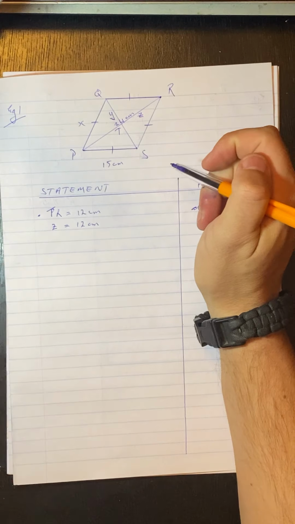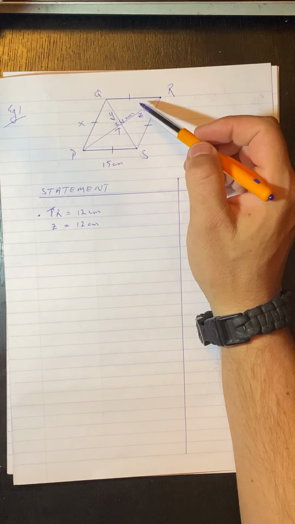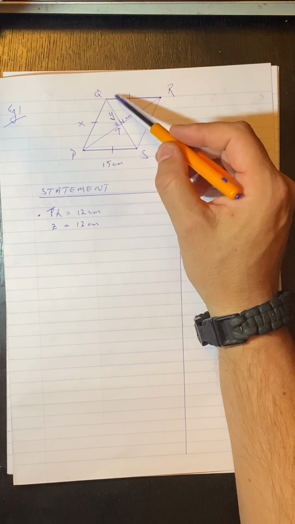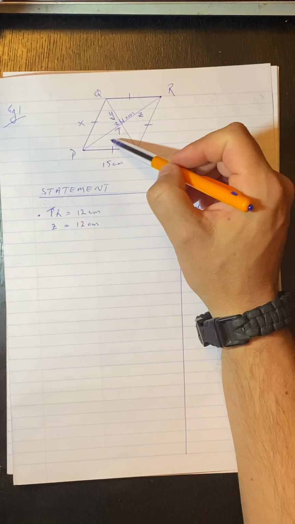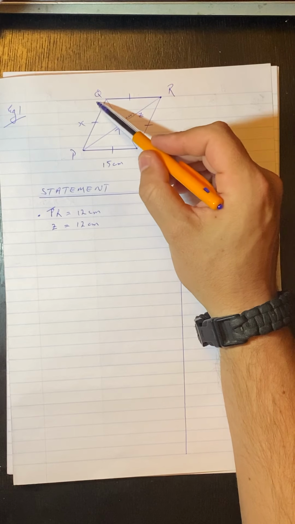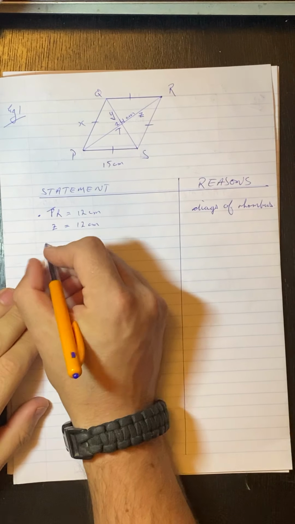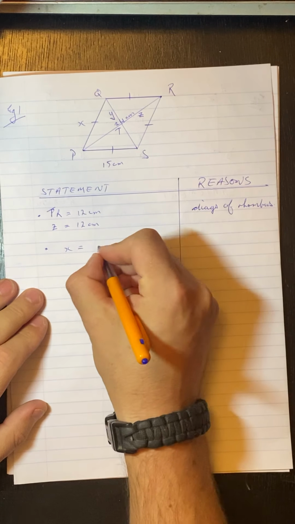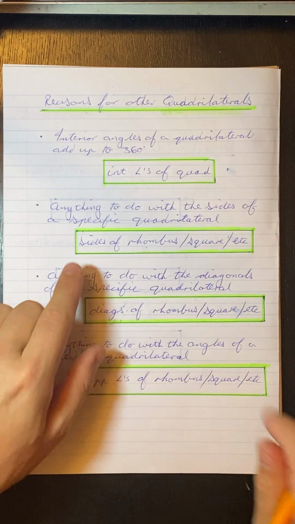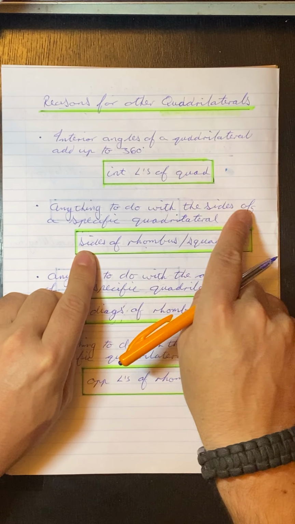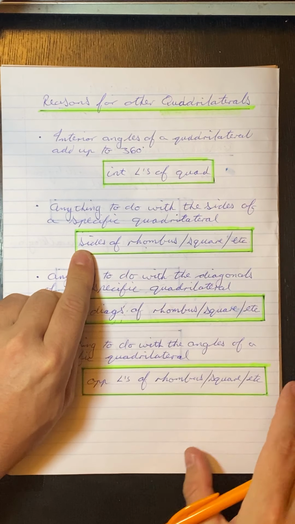Now, like I said, a rhombus is like a square, so it has certain properties of a square. In other words, all the sides will have the same length. So if this is 15, then that must be 15, that must be 15, and that must be 15. So x must be equal to 15. And what I'm going to do is use this one over here: anything to do with the sides of a specific quadrilateral. And that's what we use there. So I'm going to say here, sides of rhombus.